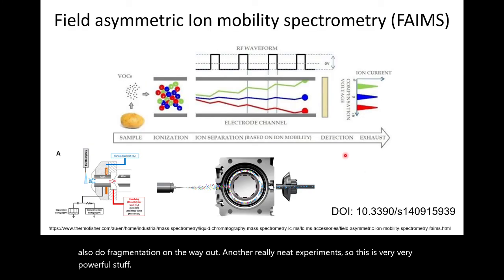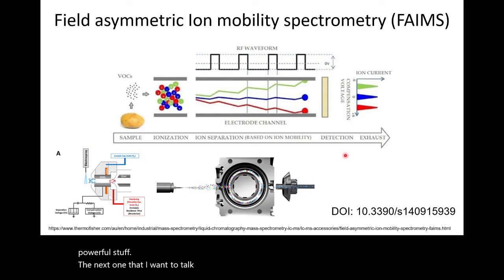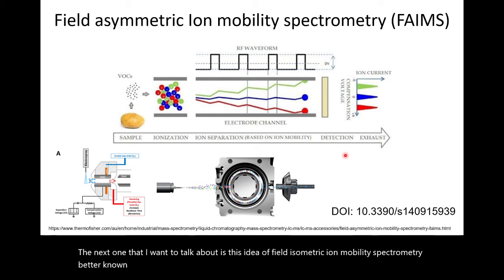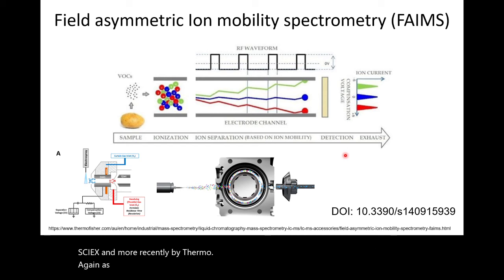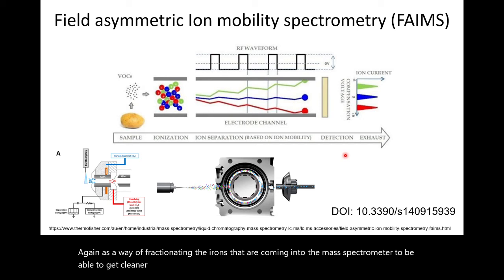The next one that I want to talk about is this idea of field asymmetric ion mobility spectrometry, better known as FAIMS. This has been pushed for a number of years by SCIEX and more recently by Thermo, as a way of fractionating the ions that are coming into the mass spectrometer to be able to get cleaner data from the sample and potentially more data from the sample.